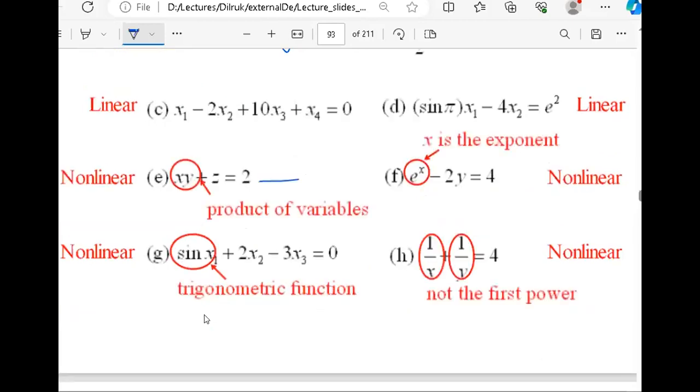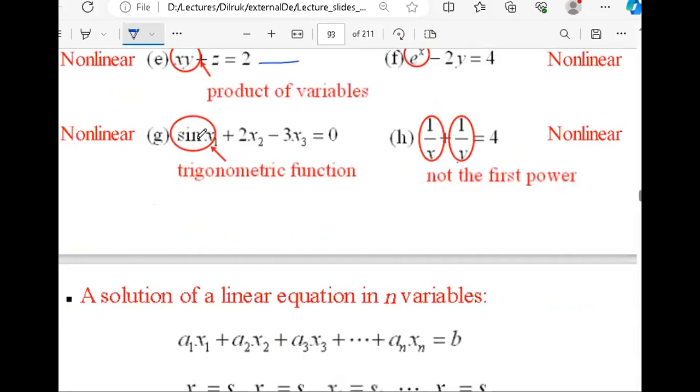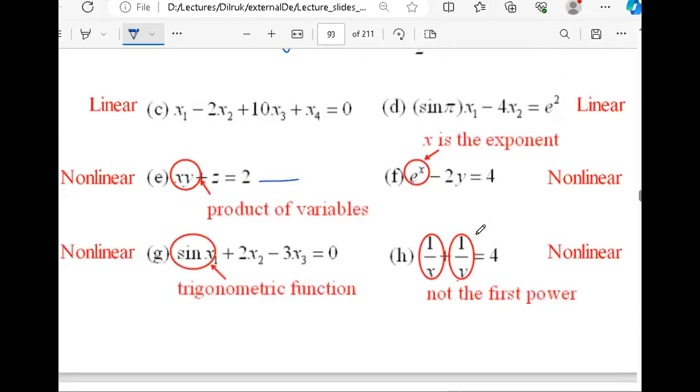And here is another example. Sine is not a linear function. It is a non-linear function. If you express sine as a power series, it is non-linear. So this is a non-linear equation. This one is also non-linear, a reciprocal of unknowns.